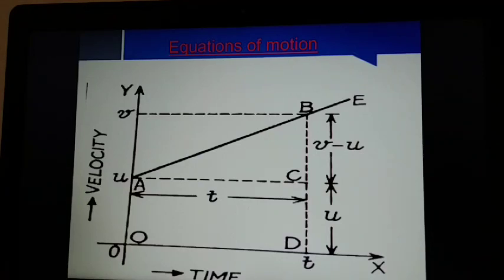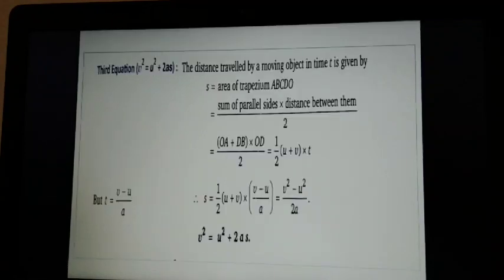OA is U, DB is V, which are the parallel sides, the sum of them will be U plus V. OD is the distance between the parallel sides, that is T. So (U plus V) multiplied by T divided by 2. Okay. So the equation will become area, but area is numerically equal to the displacement. So S equals half (U plus V) into T. What is T? From the first equation, substituting T as (V minus U) divided by A.